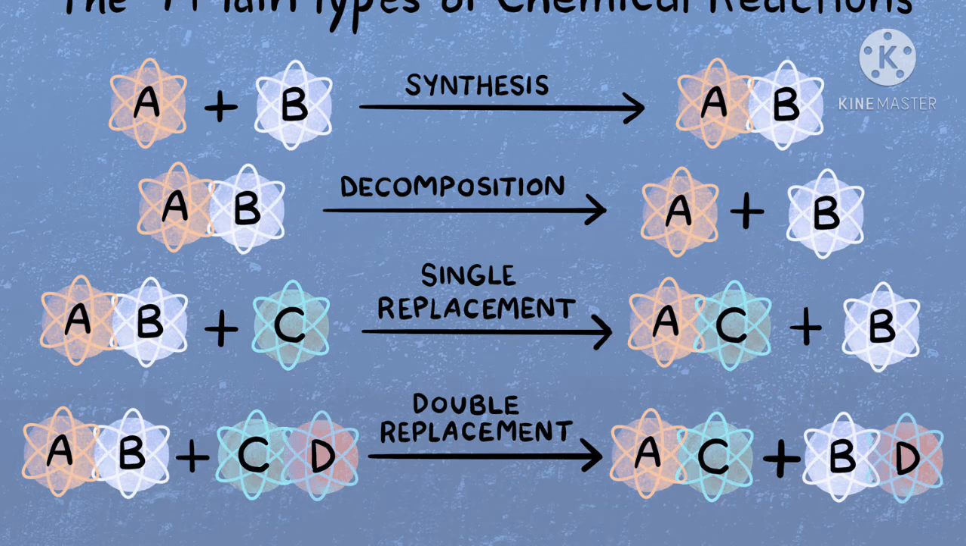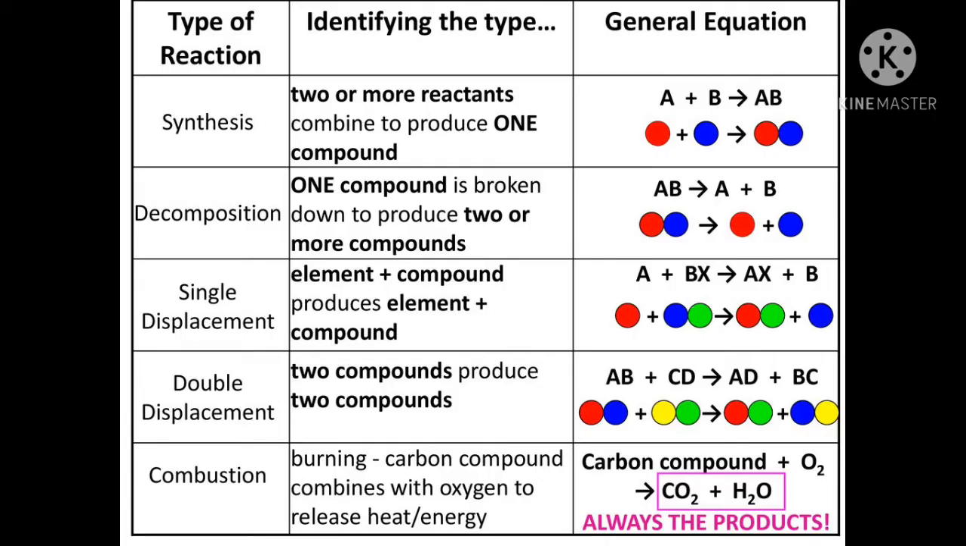There are four types of chemical reaction. First, combination reaction. Second, decomposition reaction. Third, displacement reaction. And fourth, double displacement reaction. First of all, we know what a combination reaction is. In a combination reaction, two or more reactants combine to give a single product. For example, calcium oxide plus water to form calcium hydroxide.